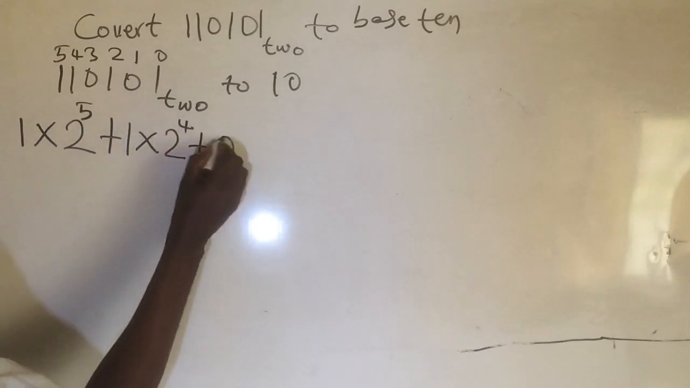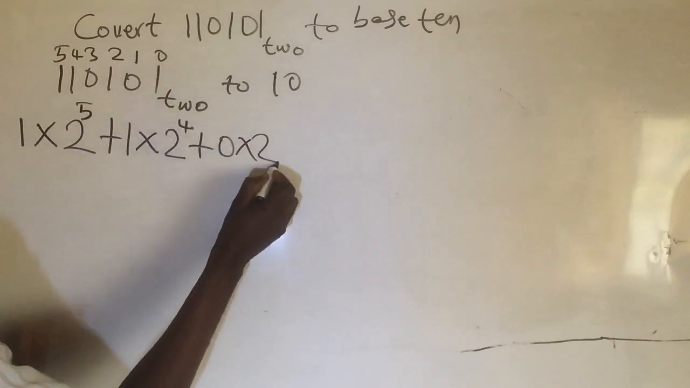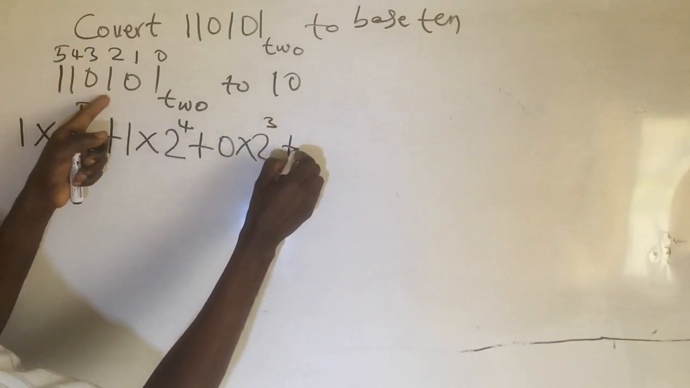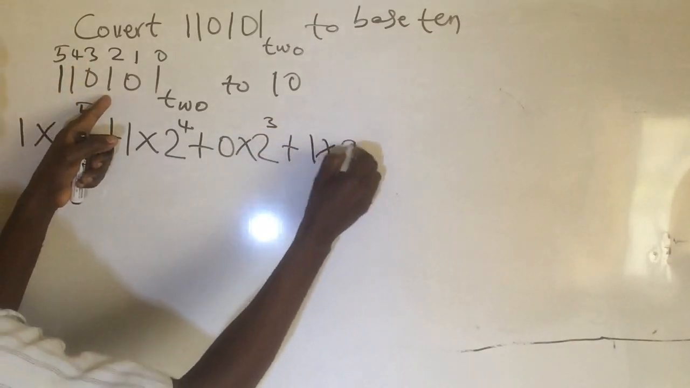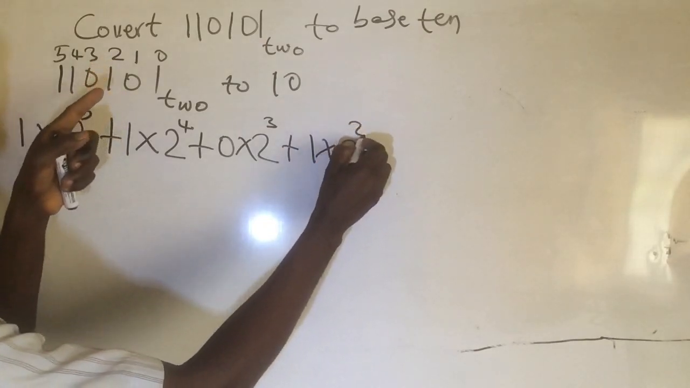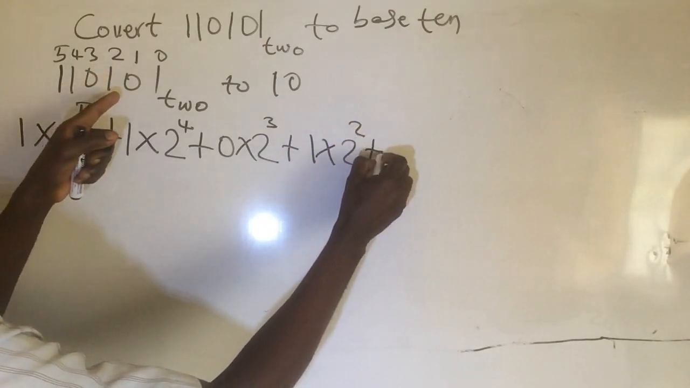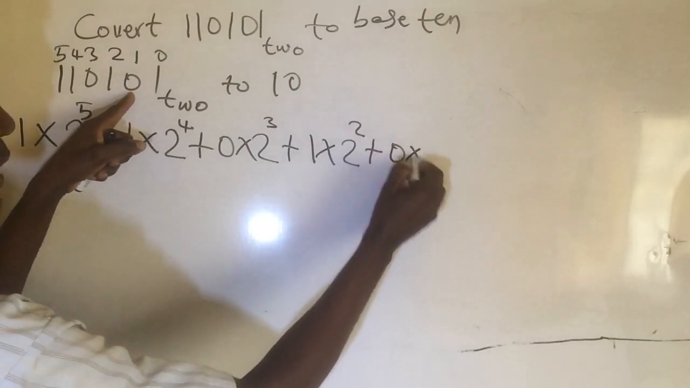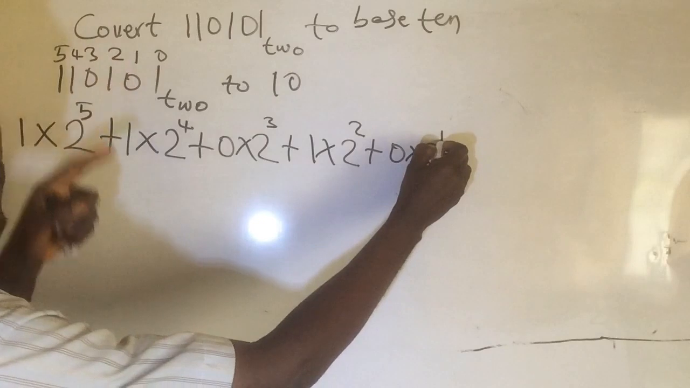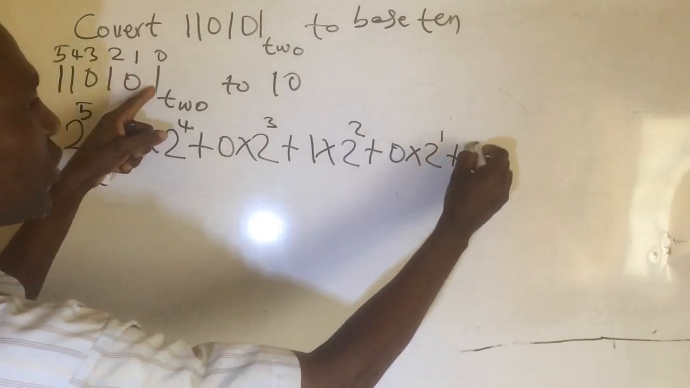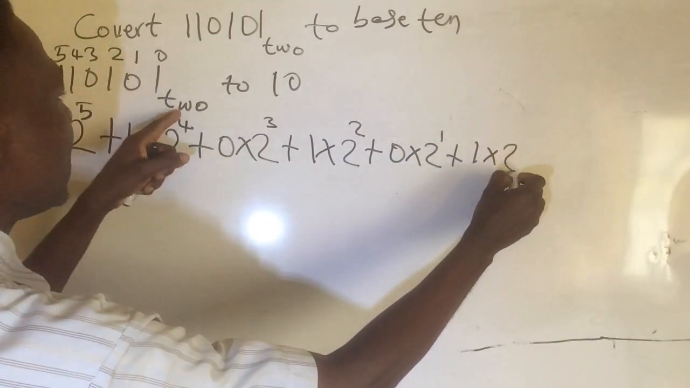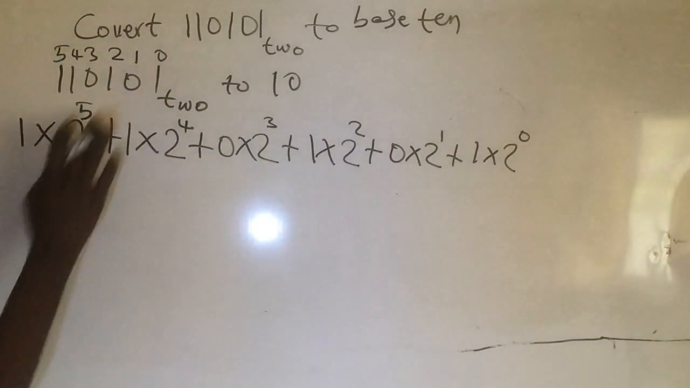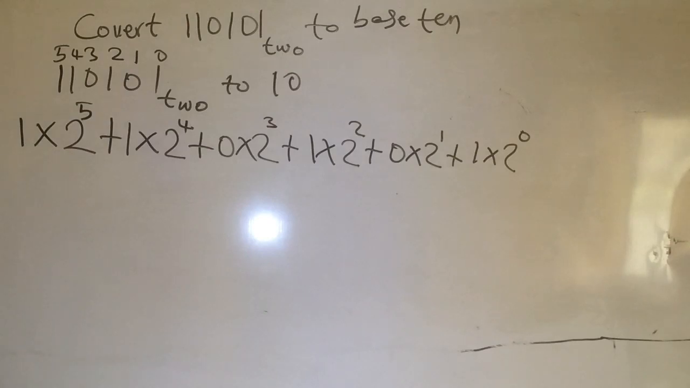third number, which is 0 times the base 2 raised to power 3, the number I counted, plus the fourth number, which is 1 times the base 2 raised to power 2, plus this number 0 times the base 2 raised to power 1, plus the last one, which is 1 times 2, the base, raised to power 0, the number that is on top of it after counting.